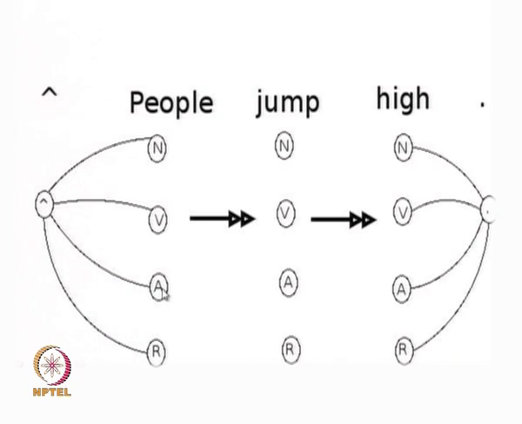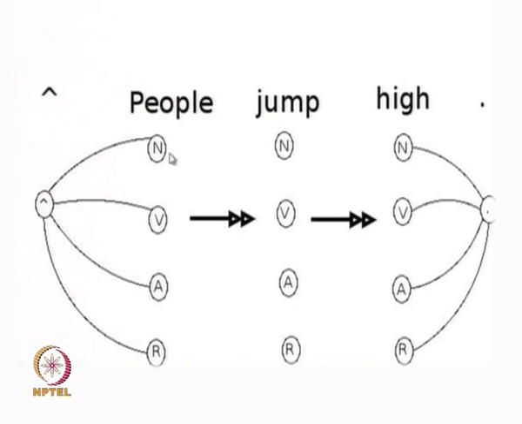This is illustrated here. People jump high. So, this hat symbol is an important special symbol which is at the beginning of a sentence. Dot is again a special symbol which is at the end of a sentence, also called full stop. And for each word we place all possible tags as columns of tags on the words. Okay, so, people can be noun, verb, adjective, adverb. Jump can be noun, verb, adjective, adverb. High can be noun, verb, adjective, adverb.